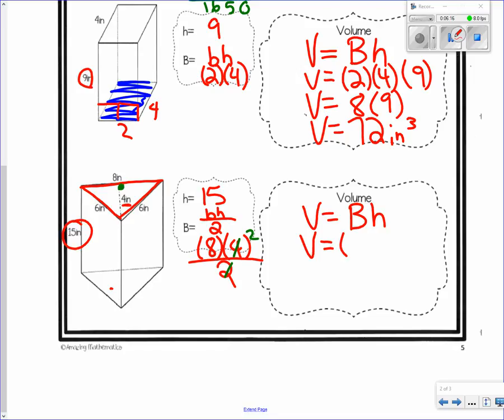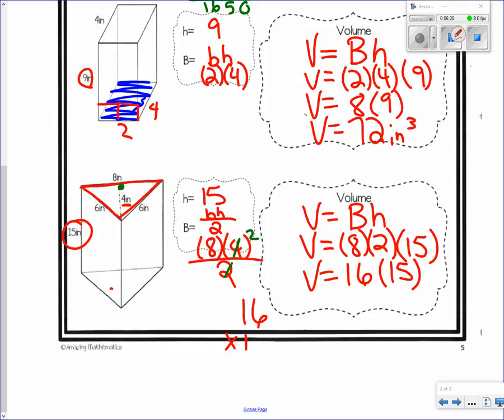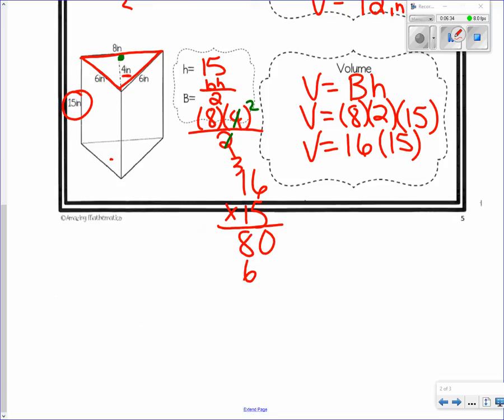So now we have 8 times 2 times 15. 8 times 2 is 16 times 15. So our volume is 240. We have inches, so we have cubic inches.